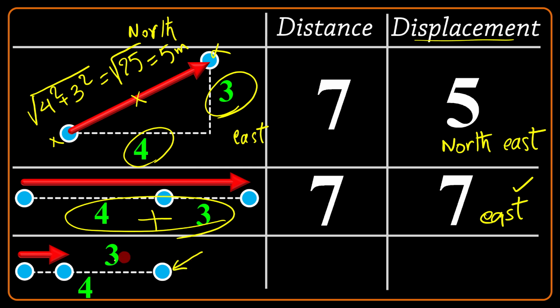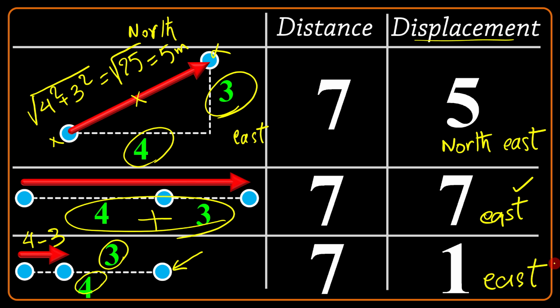And for 3 meters to the left. And so you see that still we have the same magnitude for the distance, which is 7 meters, 4 plus 3, the length of this trajectory, the length of this journey. But the displacement has a different value. You see that the displacement will be a vector which has the length of 4 minus 3, 1 meter, and also it's drawn to the right, so it's to the east or to the right.